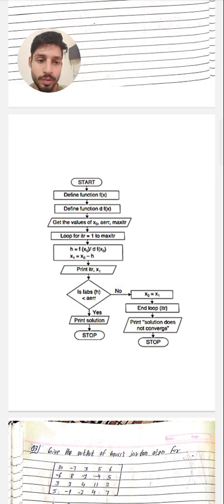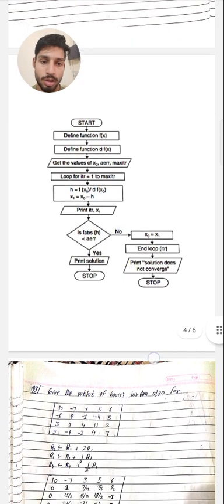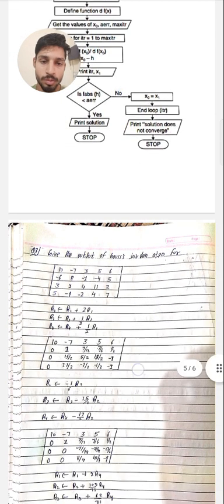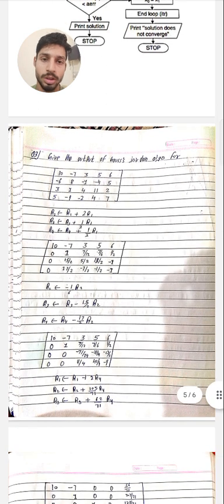Otherwise, we will assign x naught is equal to x1, and we will again start the loop, and we will do this until we get the absolute value of h less than the absolute error. And after we get this value, we end the for loop. So this was the algorithm. Now we move on to the third question.